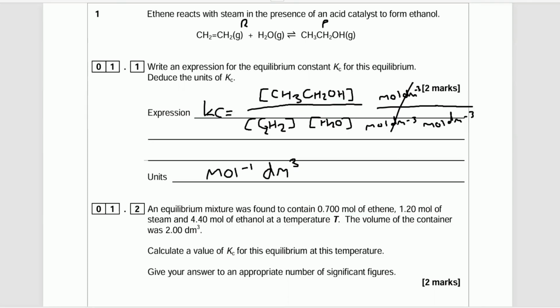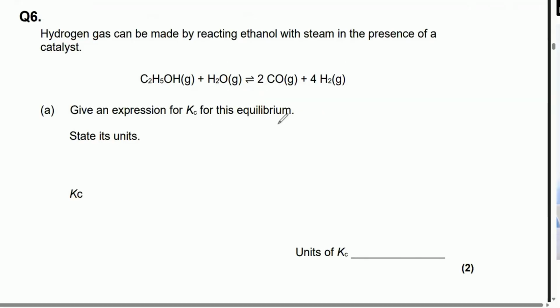Now, let me just give you another example. Give an expression for Kc for this equilibrium and state its units. So we've got another one like that. So what we're going to do here, again, it's products over reactants, but I want you to focus on the units. So we're just going to write out the products. This time there are coefficients. So we're going to do the products at the top. So we've got CO. What's the coefficient? It's 2. So you're going to put a 2 here.